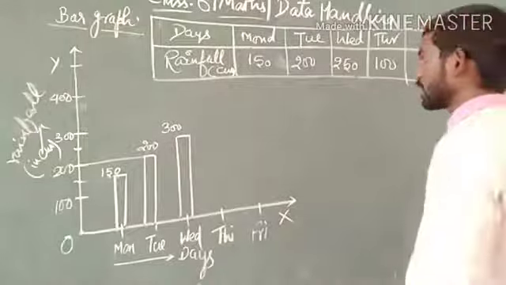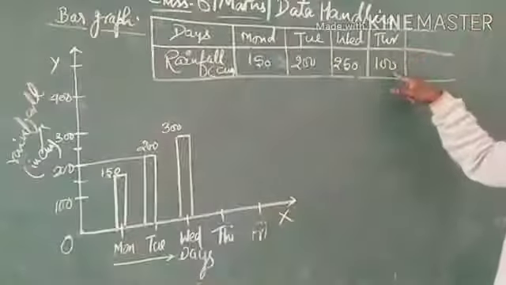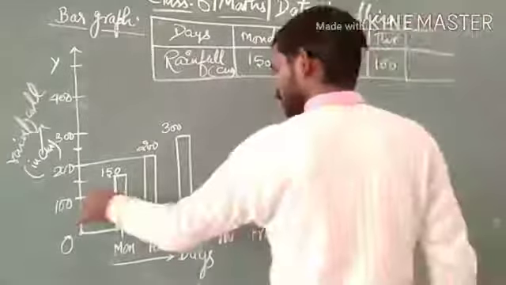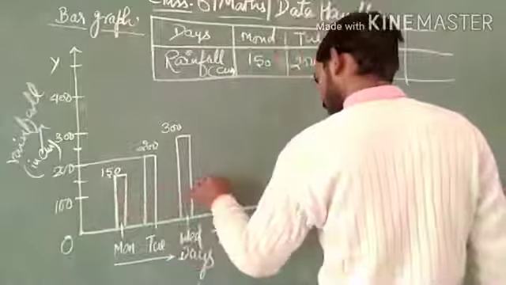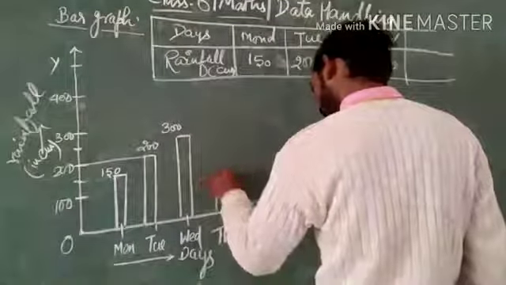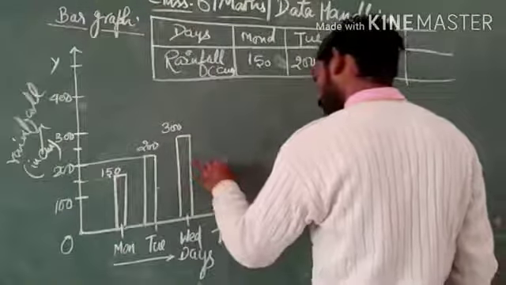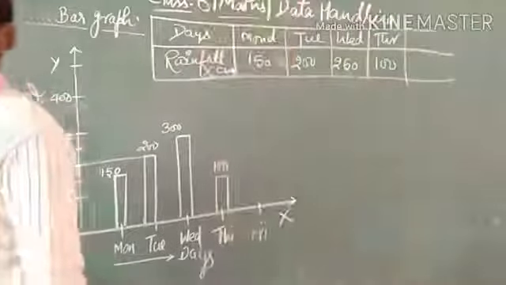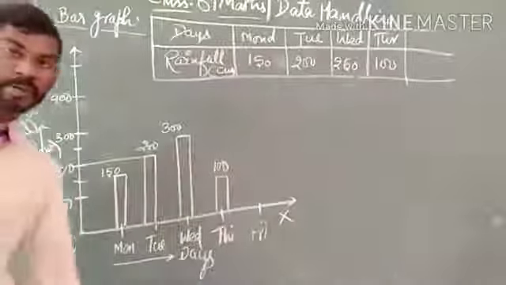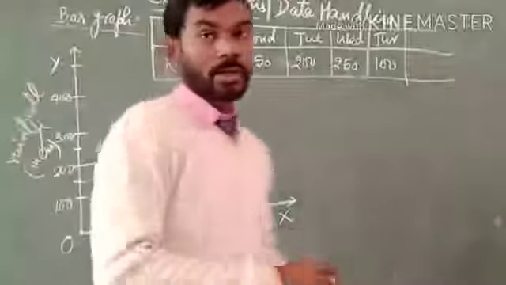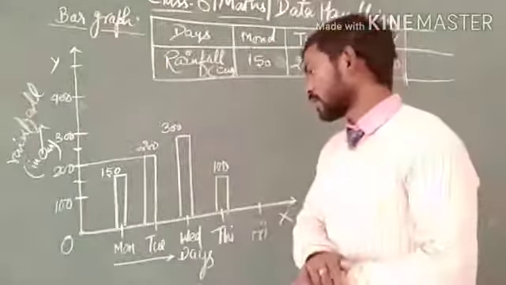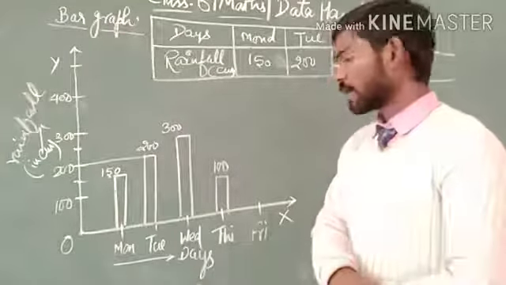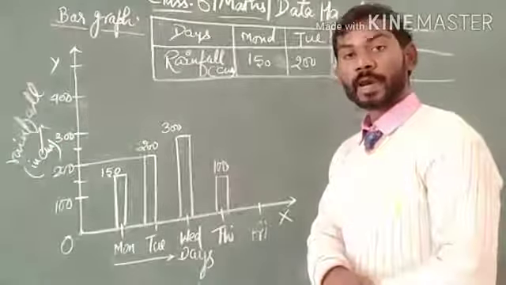Okay, and at last on the Thursday, the rainfall is only of 100 centimeter. So when we draw, this will represent 100 centimeters. And now here you can see that in this figure the data has been represented using some bar like two parallel lines, and these parallel lines are practically called bar.